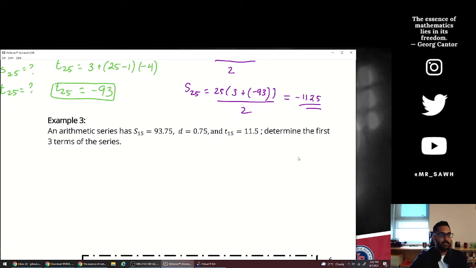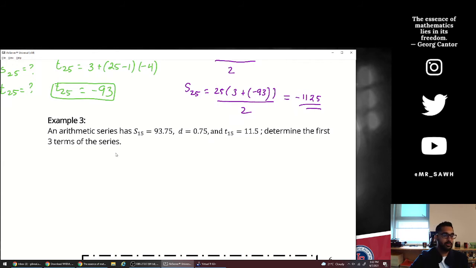got an arithmetic series. The sum of the first 15 terms is 93.75. The common difference between the terms is 0.75, and the 15th term is 11.5. Determine the first 3 terms of the series.